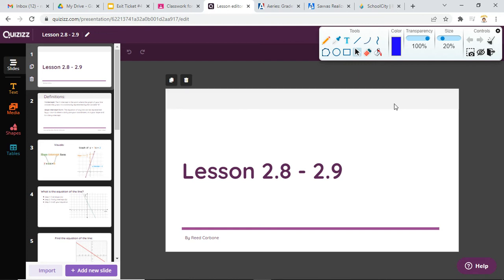Class, today we're going to talk about lesson 2.8 and 2.9. This lesson is about how to write equations of lines in slope-intercept form. You might remember that in the last chapter we wrote the equations of proportional lines as y is equal to mx, where m is our slope. We're going to do something similar today, except today we're going to consider the y-intercept.